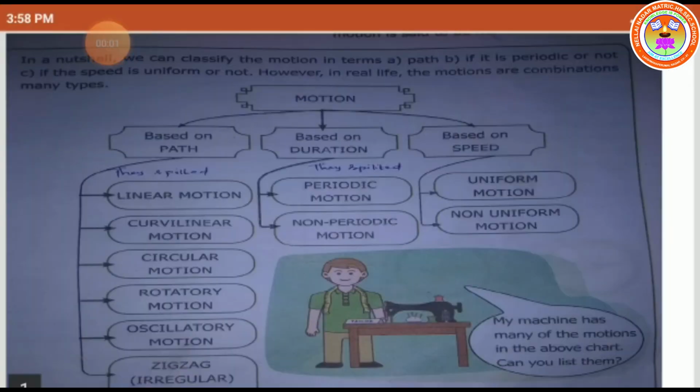Children, already we have discussed motion and its classification. Motion is classified into 3 categories. Based on the path, the motion is classified into linear motion, curvilinear motion, circular motion, rotatory motion, oscillatory motion and zigzag motion. Based on duration, motion is classified into 2 types, periodic motion and non-periodic motion. Based on speed, motion is classified into 2 types, uniform motion and non-uniform motion.